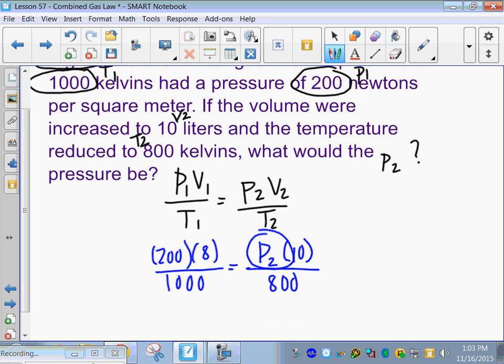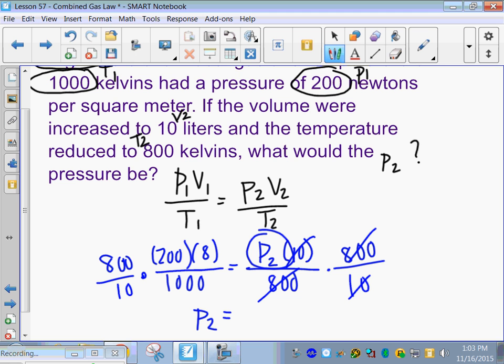If I want P2 by itself, I can just multiply by the reciprocal. So I'm going to multiply by 800 over 10, multiply by 800 over 10. What that does is it cancels this 10, cancels these 800s, and then I have P2 by itself. So I'd plug into my calculator 800 times 200 times 8 over 10,000, and I will get P2.